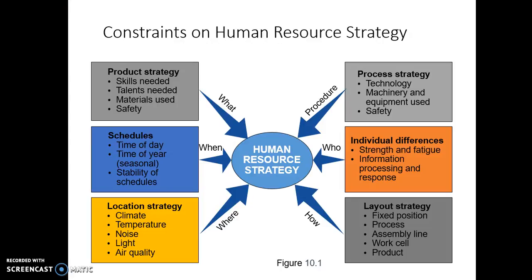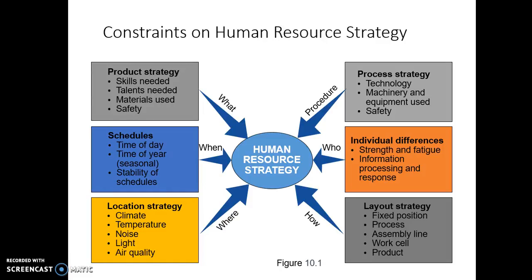So when we think about some of the constraints that we work with from an OM perspective, and we think about product strategy, we need to look at skills needed, talents needed, material used, and safety concerns. We have to plan that out when designing jobs in an operations facility, in an operations type environment.